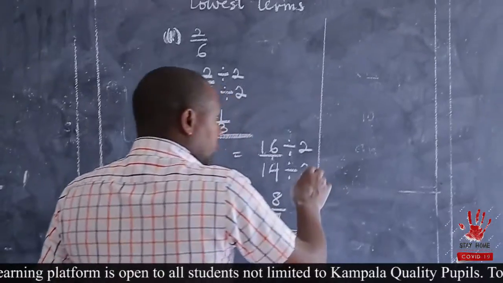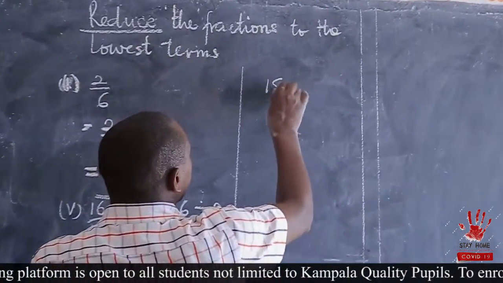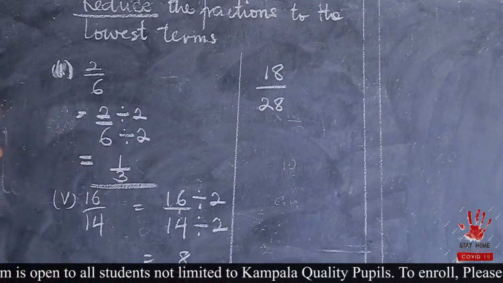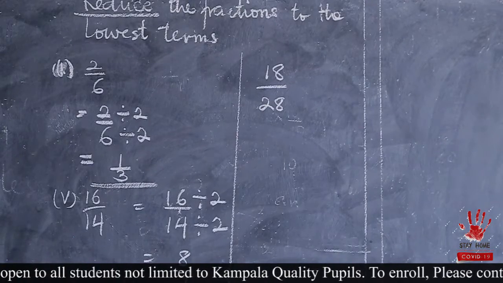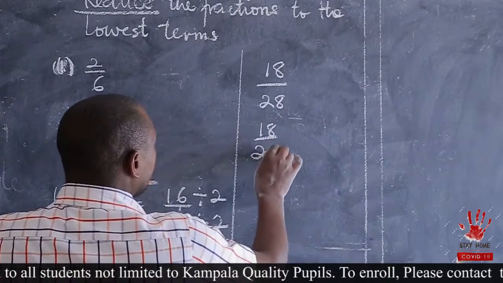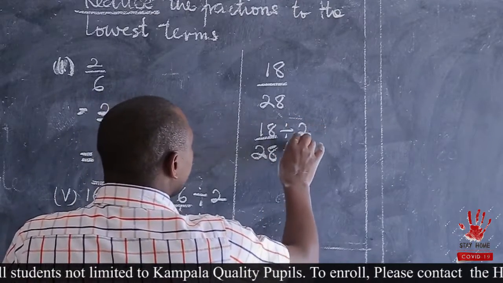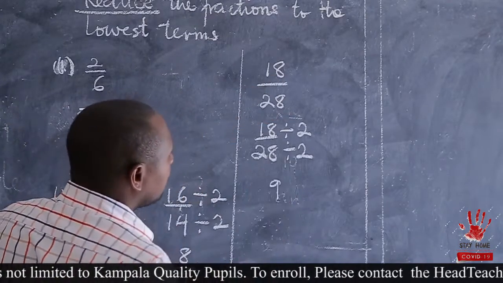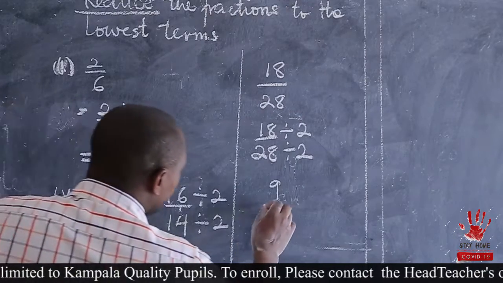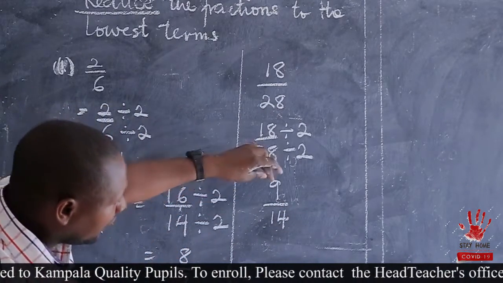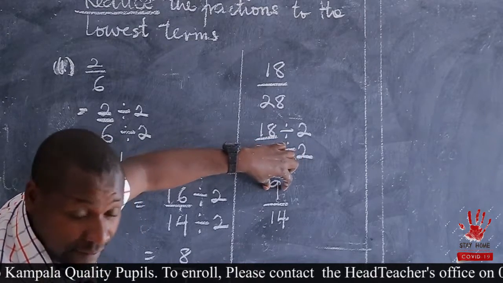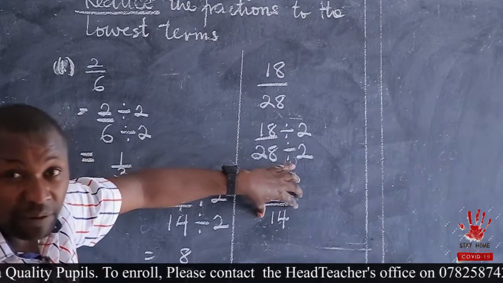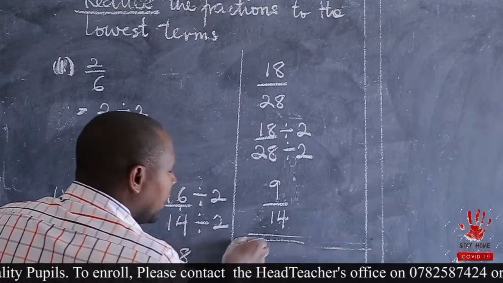Lastly, assume you have been given 18 out of 28. How do you go about this? If it is 18 out of 28, assume you have started with 2. So 18 divided by 2 will give you 9, and 28 divided by 2 will give you 14. We don't have any figure that can divide both 9 and 14 at the same time to go smaller than the way it is. So it ends there.